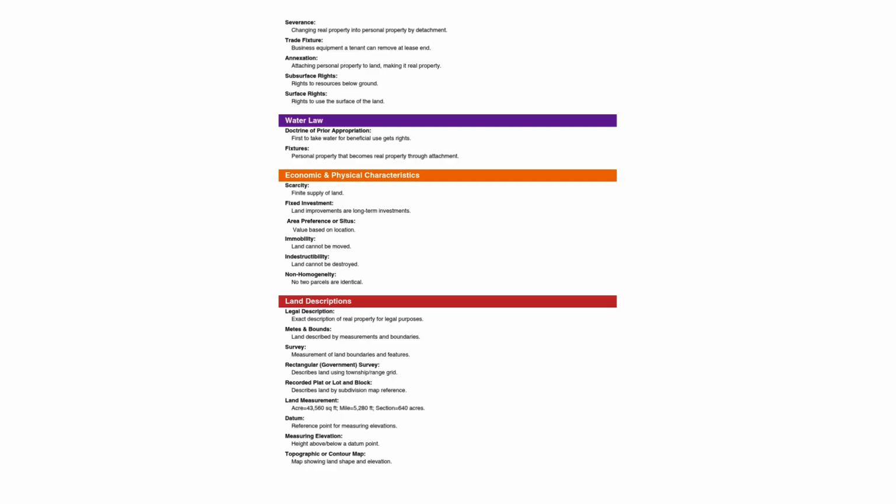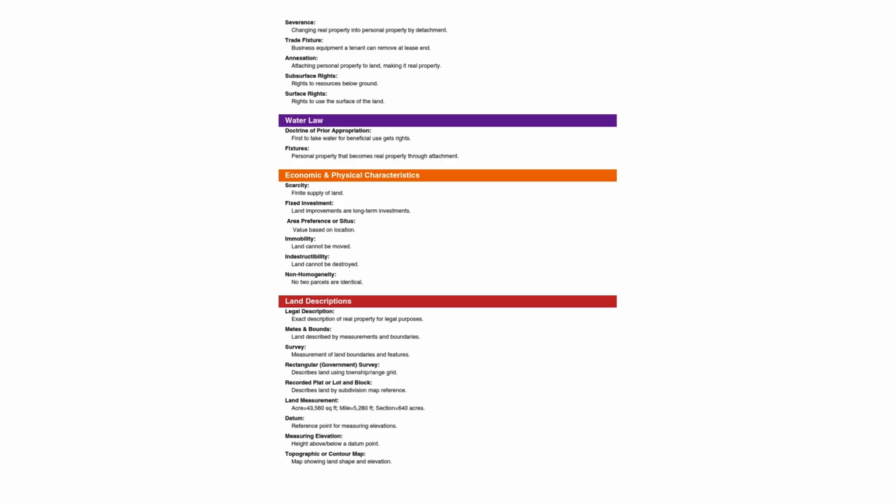Severance is changing real property into personal property by detachment. It's being cut or severed. A trade fixture is business equipment that a tenant can remove at the end of the lease. If it is not removed by the end of the lease, then it becomes the property of the landlord through accession. Annexation is attaching personal property to land, making it real property, much like a fixture.